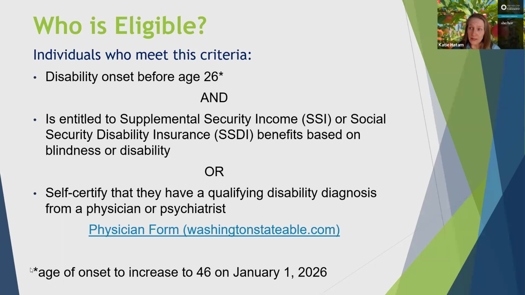I do want to make a note that the age of onset right now is before the age of 26, but starting next year, January of 2026, the age of onset is increasing to 46, which will allow people whose disability began between the ages of 26 and 45 to be eligible for ABLE accounts. So we've got another 7 months or so, and then that will open up a little bit more broadly.